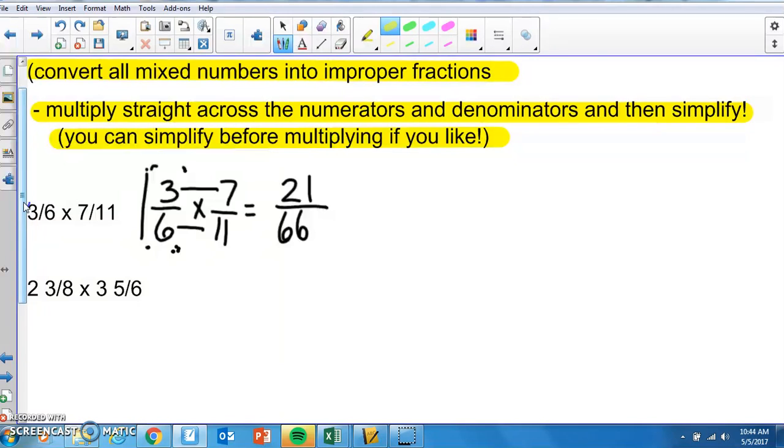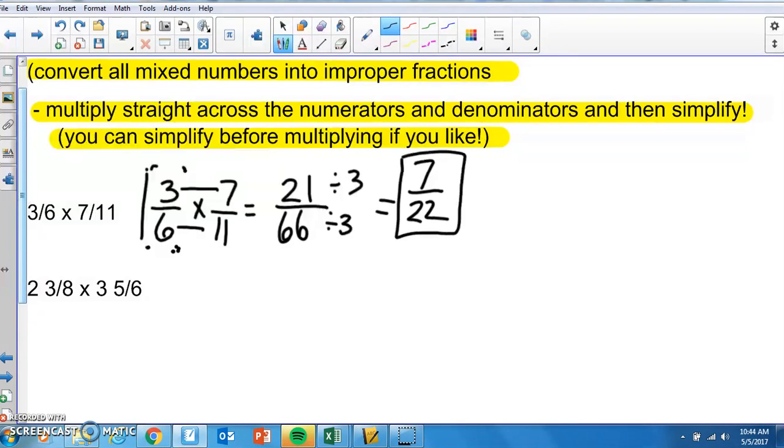If I look at 21 and 66, I can see that both of those can be divided by 3. So 21 divided by 3 is 7. And 66 divided by 3 is 22. So we get 7 over 22, which gives us our correct answer.